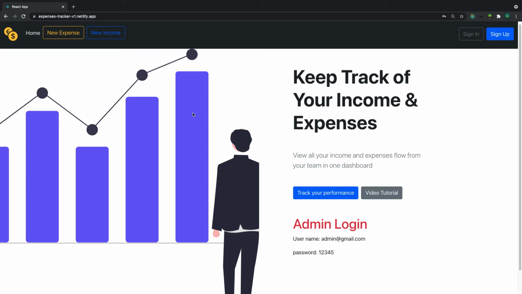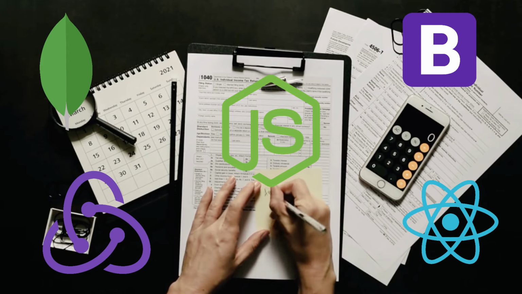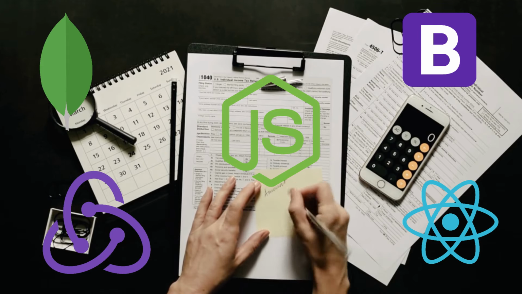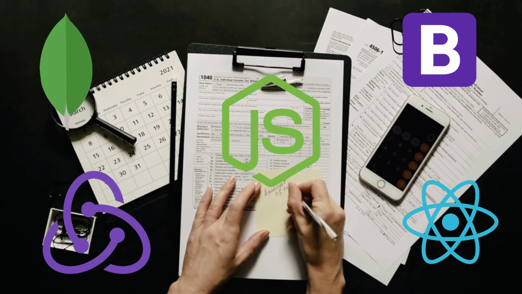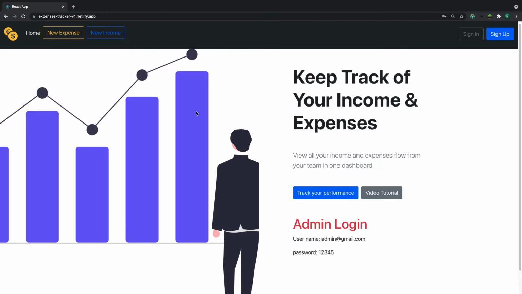Hello everyone. In this series, we are going to build an expenses tracker application using the MERN stack. That is Node.js, React, MongoDB, and Express. But most importantly, we are going to use Redux Toolkit, which is a modern way to write Redux applications.